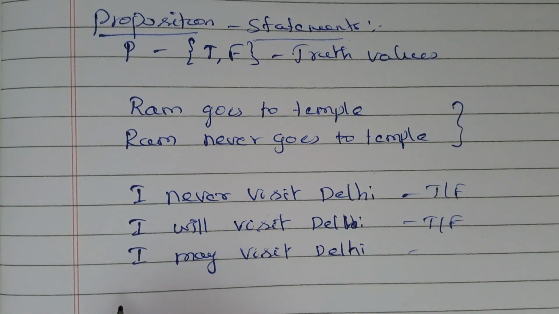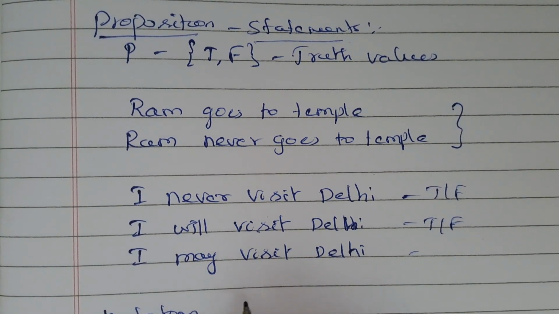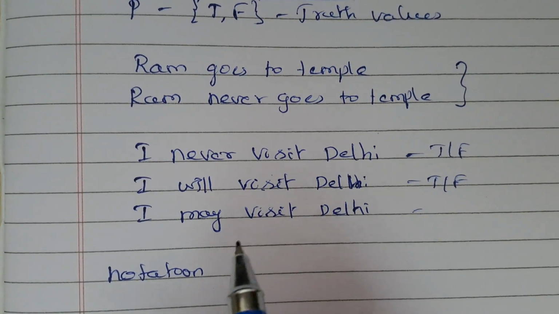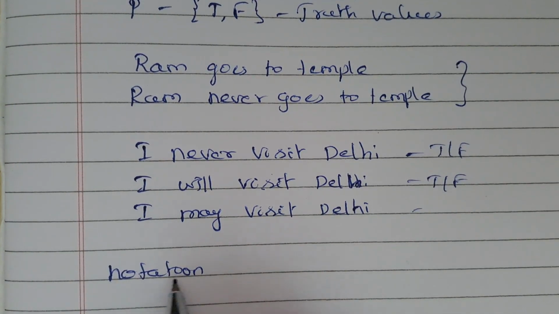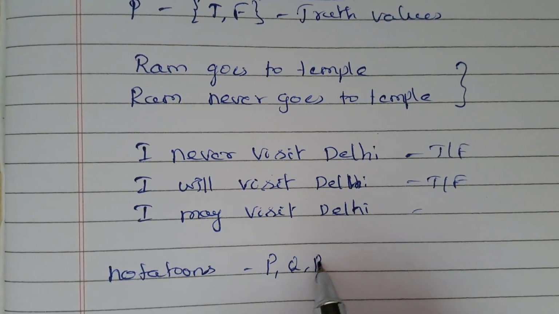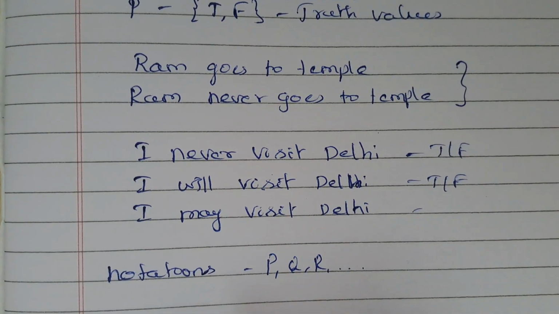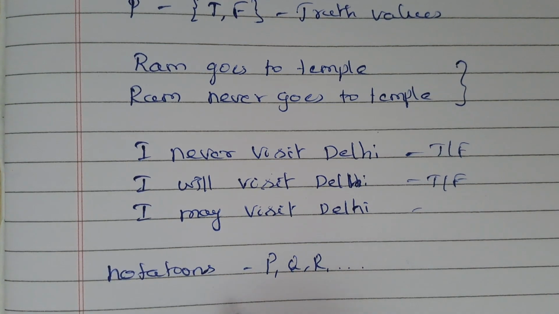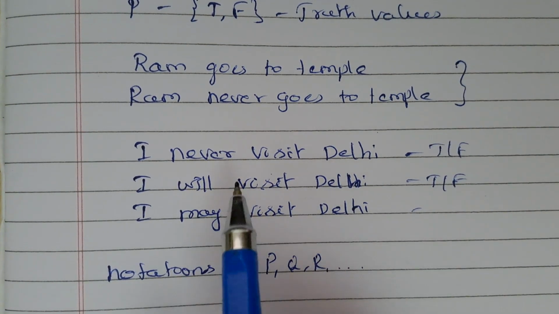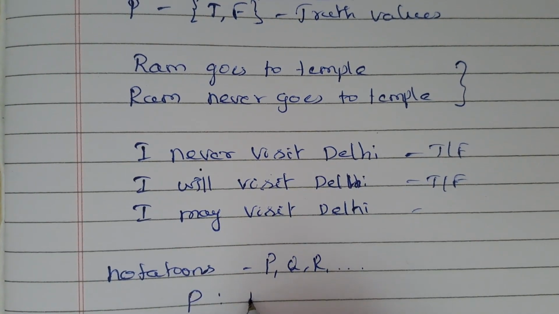And now the notations for propositions. Since propositions are variables, we usually take the variables p, q, r, etc. Just like x, y, z, for propositions we start with p, q, r. And when we define a proposition, we should always take a positive statement. For example, if I want to take I never visit Delhi, I can first fix p as I visit Delhi.